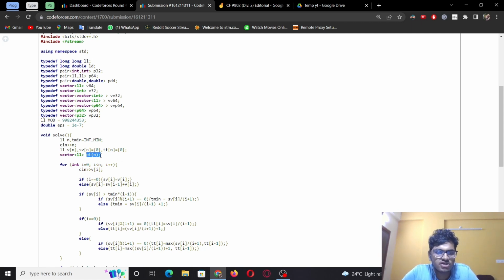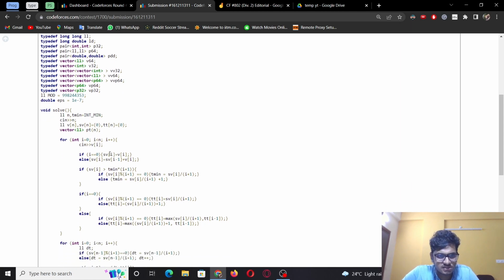And then pt of n is basically a vector that I've created that will store the minimum amount of time it takes to fill a pipe with k pipes, like the kth element of it will be that. So I've taken the input of vi, then this is basically how I've created the prefix sum, like the first element will be the first element, and every element will be a sum of all the elements on the left hand side of it.